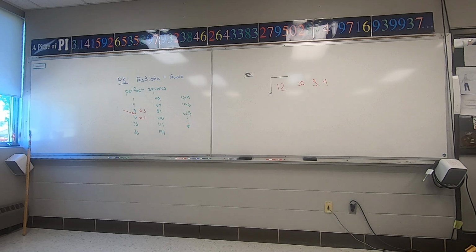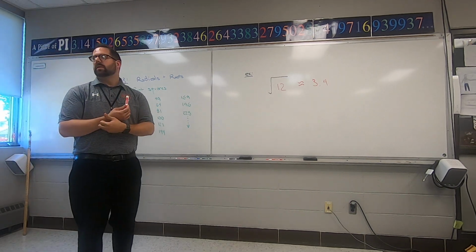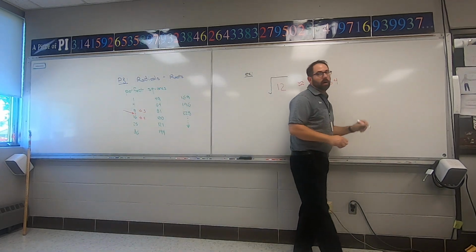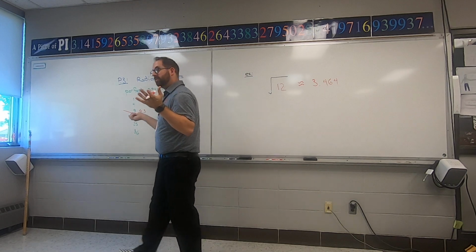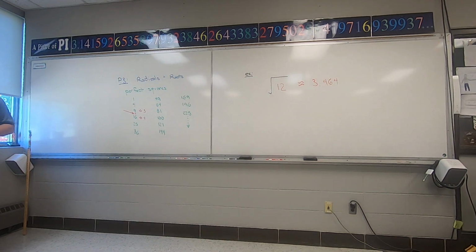Now, did anyone have a calculator that knew how to type it in? Please. Because I don't know, honestly. 3.464. Okay. Close though. I mean, if you rounded yours, 3.5 is a really good guess, like solid guess. That's exactly how I do it.